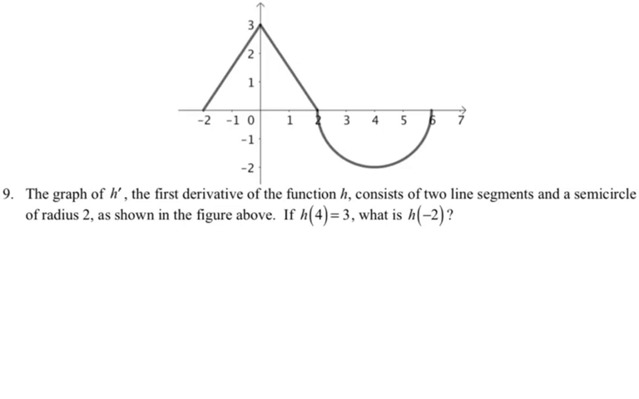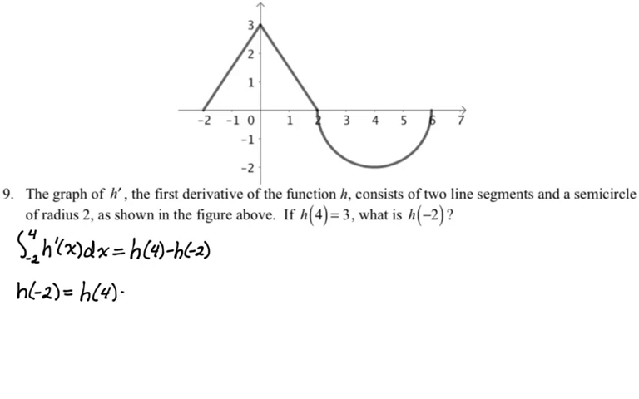All right, so if you're given a graph of the derivative and you're asked about values of the function, this is almost always a fundamental theorem question. So I'm going to write down the fundamental theorem using negative 2 and 4 and h prime. The integral from negative 2 to 4 of h prime of x dx is h of 4 minus h of negative 2. Rearranging this, h of negative 2 is h of 4 minus the integral from negative 2 to 4 of h prime of x dx.